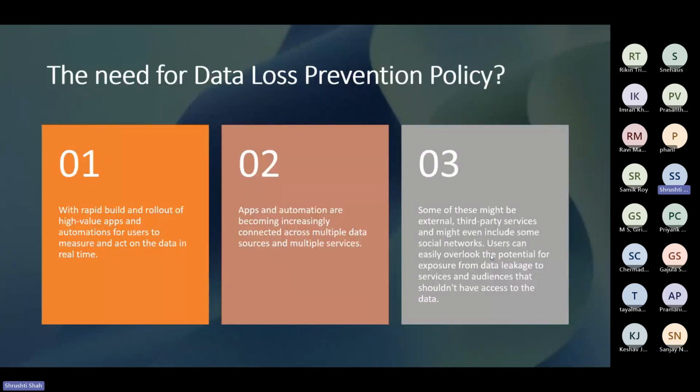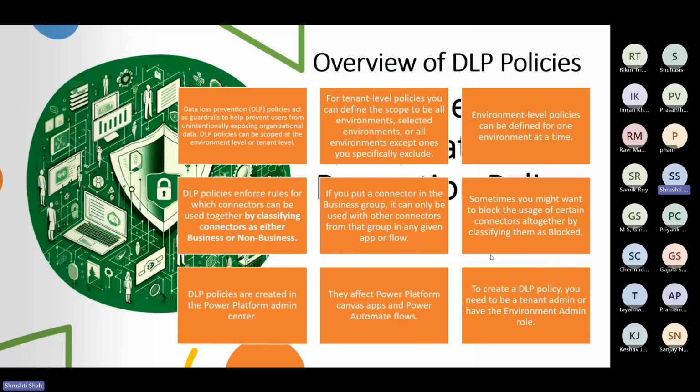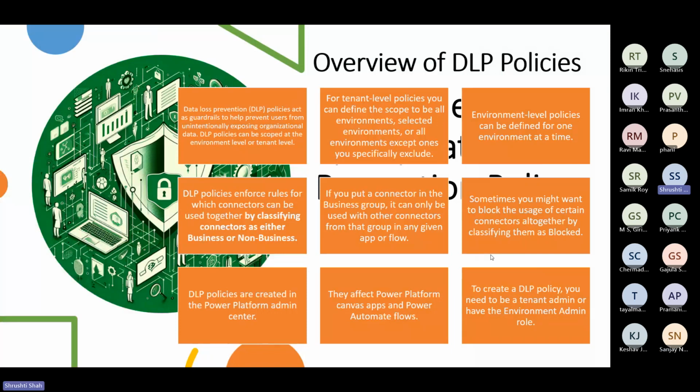We should enforce that. Coming to the overview of data loss prevention policies, this is really interesting. Now you know why and what the need for DLP was. Now, how can you go ahead and create a DLP policy in your environment? So let's quickly talk about what data loss prevention policies are. You can call them guardrails, which act as security guards for your environment, by which users can only interact with the connectors which you are allowing them to.